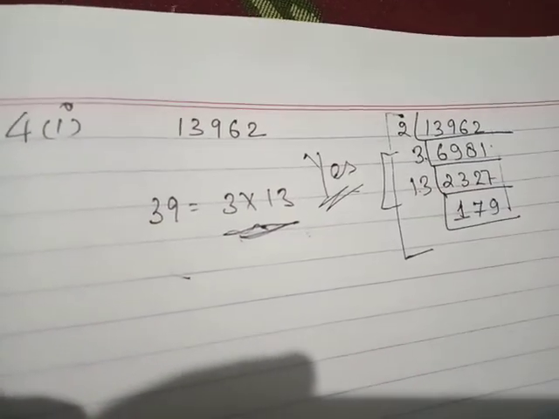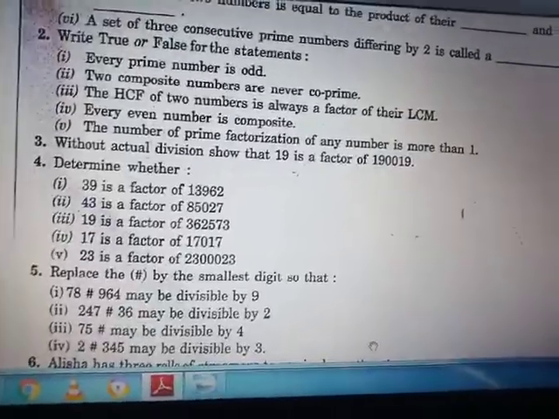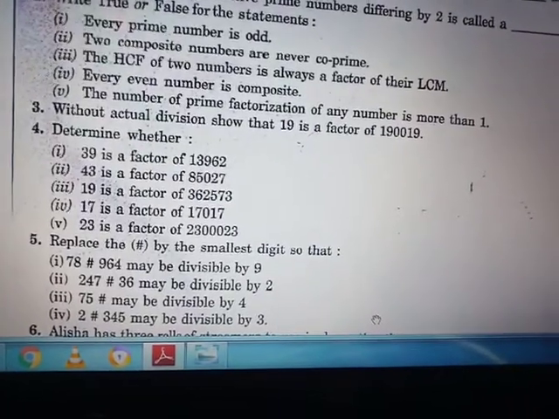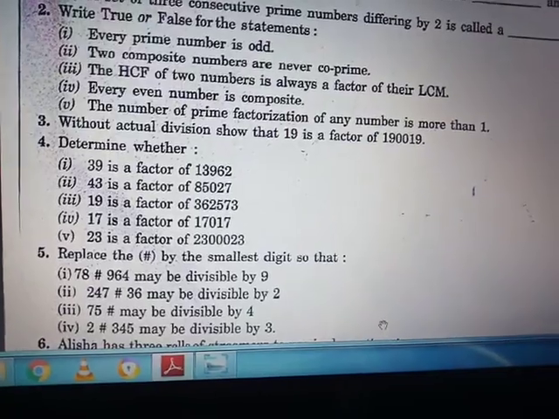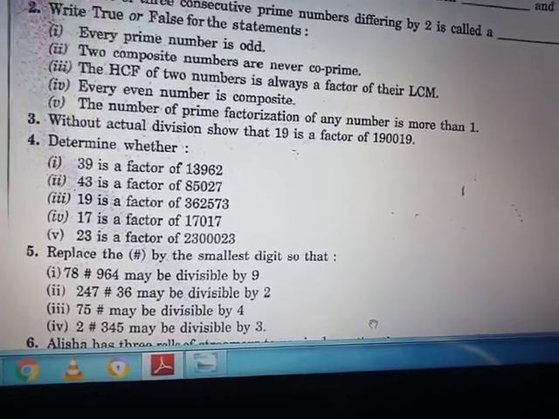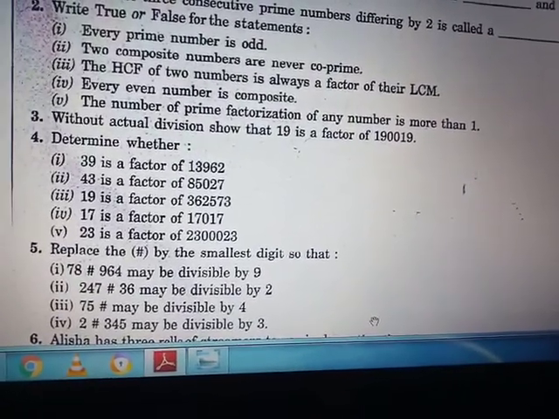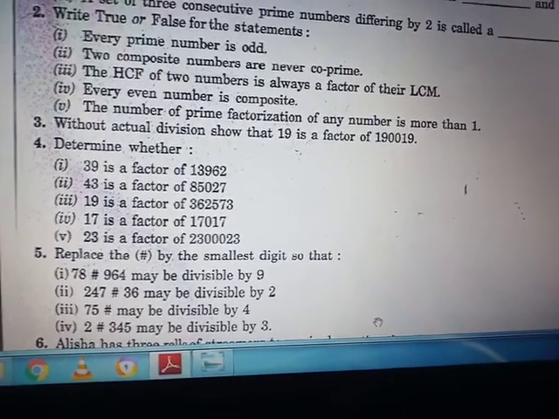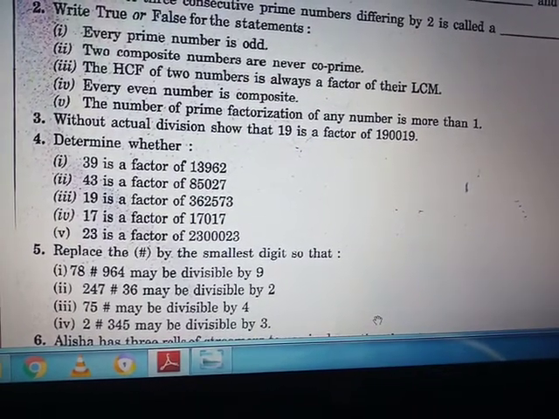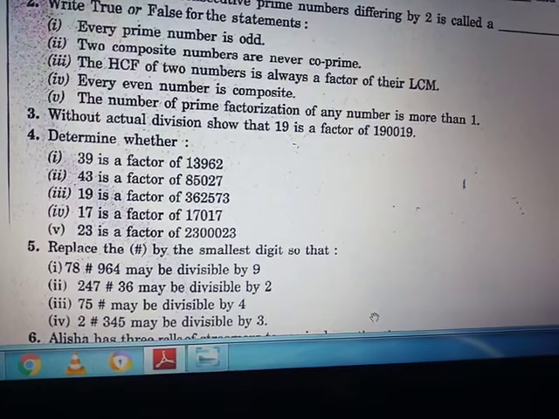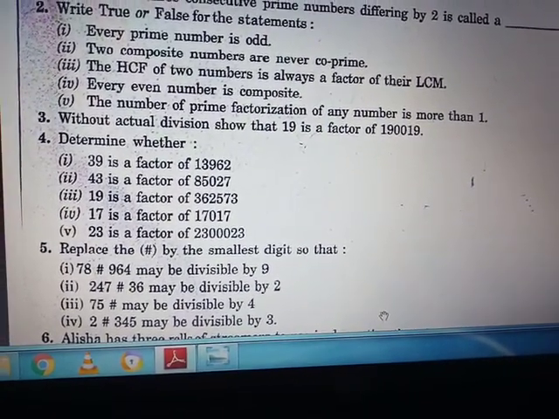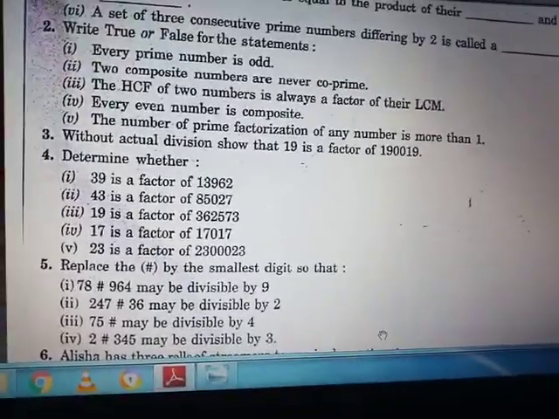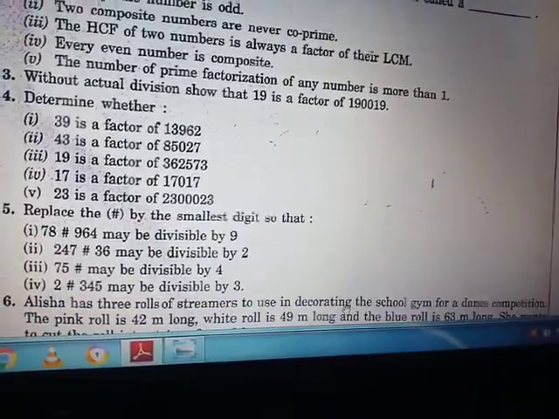Okay, like this you have to find 43. 43 is a prime number, so basically one thing more you can do: the division of this number. Basically you can divide 85,027 by 43, and if it is wholly divisible, then it will be a factor of 43. Okay, so this will be the easiest method to do.